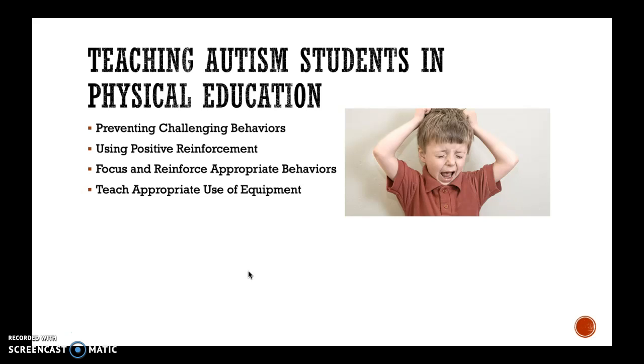The next one would be to teach appropriate use of equipment. Make sure students know the purpose and the use of the equipment. Some children tend to get overwhelmed with all the equipment and they don't know the proper way to use it and they can hurt themselves and they're not learning the proper skills. So just explain it with pictures, have demonstrations, and that should help them understand when to use the equipment and how to use it properly.